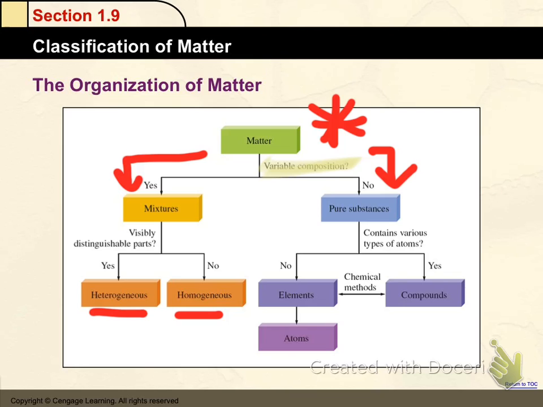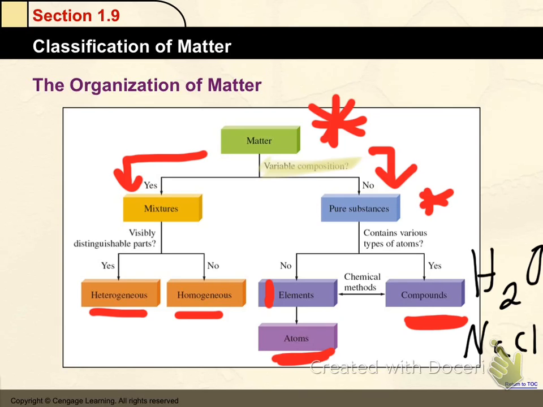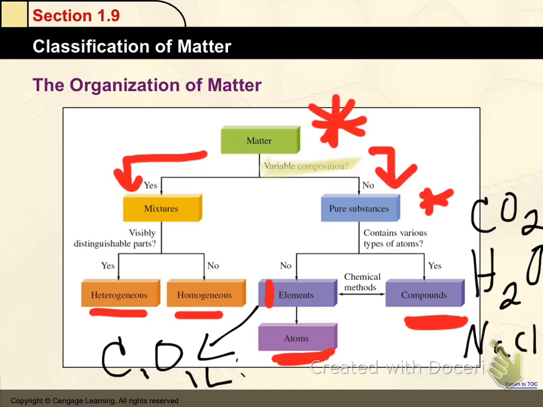Over on the other side, where we come to pure substances, we can ask, does it contain various types of atoms? If it does, then we have a compound. If it does not, then we have a particular element, and that element is made up of atoms. The compound, in general, is a combination of those atoms. So what's a compound? Water's a compound. Salt's a compound. Carbon dioxide's a compound. Okay, what's an element? Carbon, oxygen, lithium. Those are all elements. So that's how we classify matter using a flowchart.